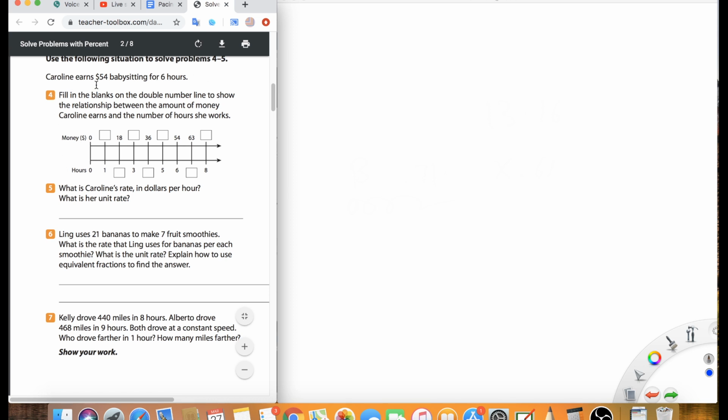Caroline earns $54 babysitting for 6 hours. Fill in the blanks in the double number line to show the relationship between the amount of money Caroline earns and the number of hours she works. If you notice here, we have 54 to 6. And right here we have 6, 5. Obviously, right here would be 1, 2, 3, 4, 5, 6, 7, 8. On top of here, though, you have to figure out what they're skip counting by.